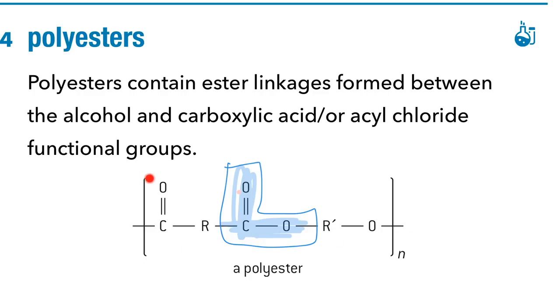How do I know this is a repeat unit? Because you've got the square brackets, and you keep repeating it n times. This CO will come here, you'll get OCO, and that's a polyester. Again, don't worry if you don't get this. We're coming up. Now, there are two ways of making polyesters, guys.